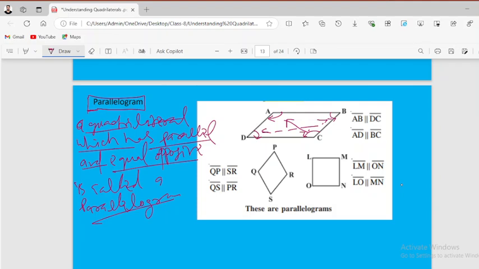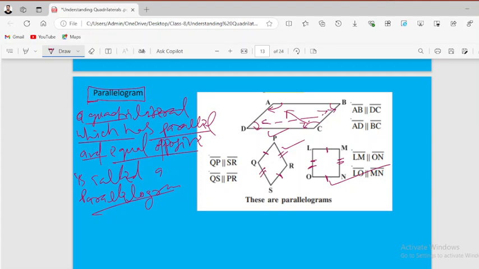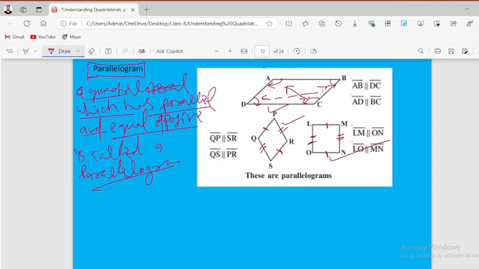Now this is a parallelogram, this is also a parallelogram, and this is also a parallelogram, because opposite sides are equal and parallel. This is opposite to this, and this is opposite to this. So opposite sides are parallel and equal. In this figure ABCD, angle A is opposite to angle C, and angle B is opposite to angle D.